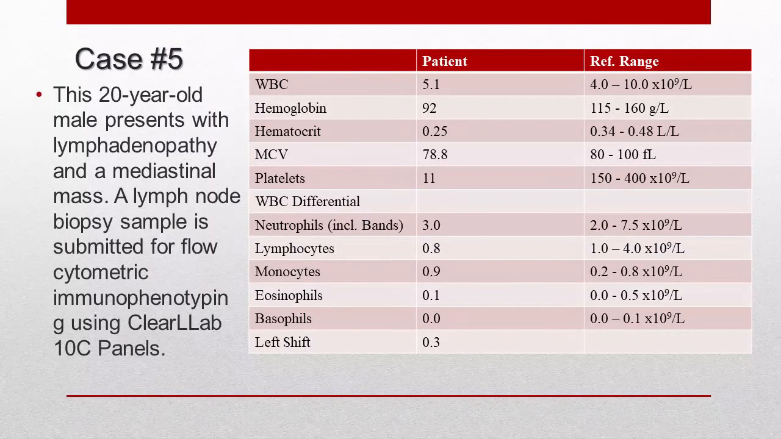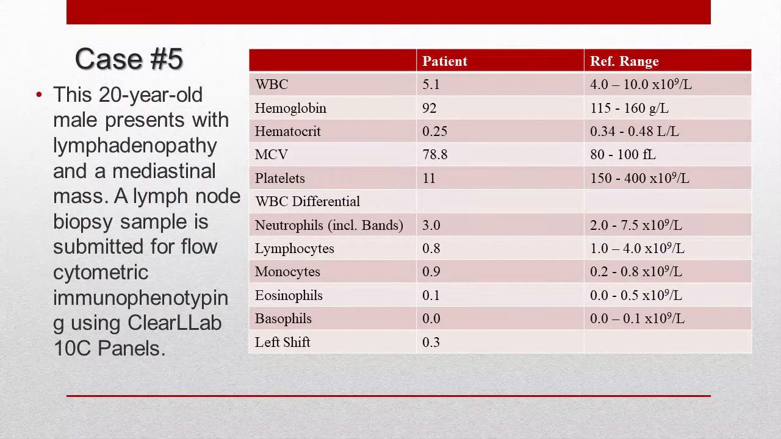Case number 5 is a 20-year-old male that presented with lymphadenopathy and a mediastinal mass. So this is, I wouldn't say, a typical presentation. However, it has been the case that the mediastinal mass is a bit of a giveaway with samples that come into our lab. The white count is not actually elevated in this case.